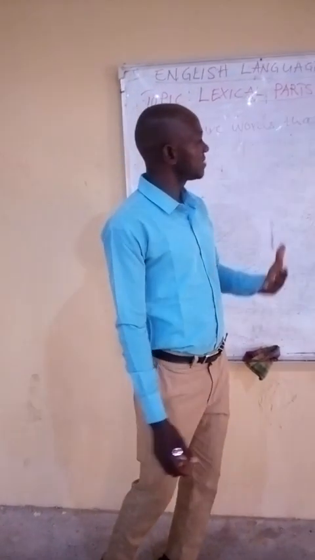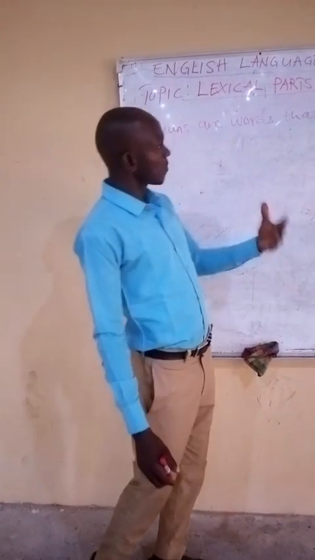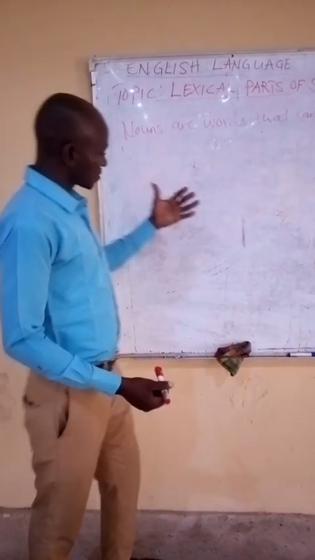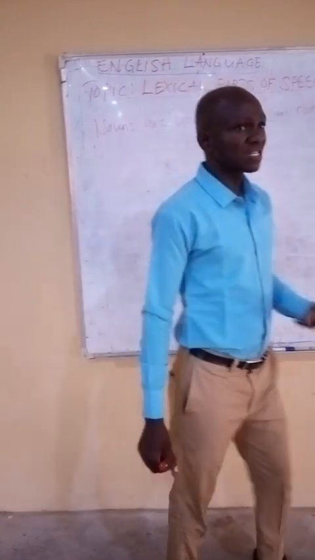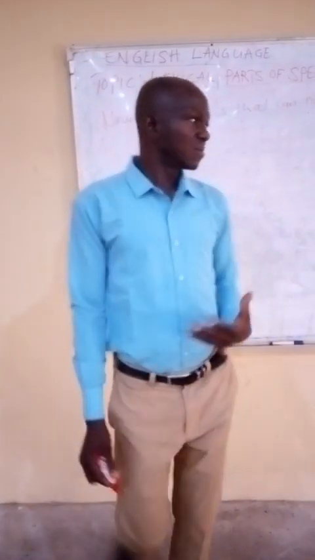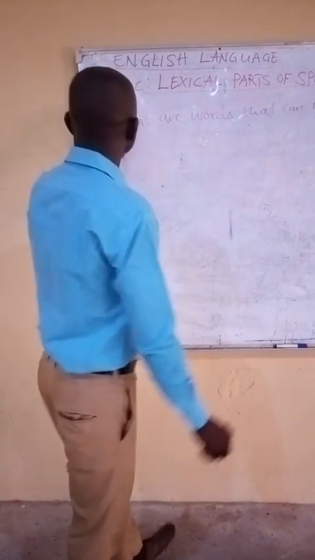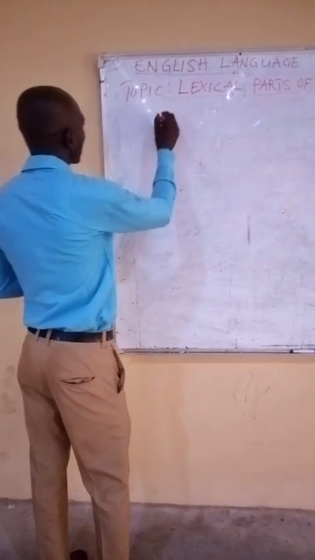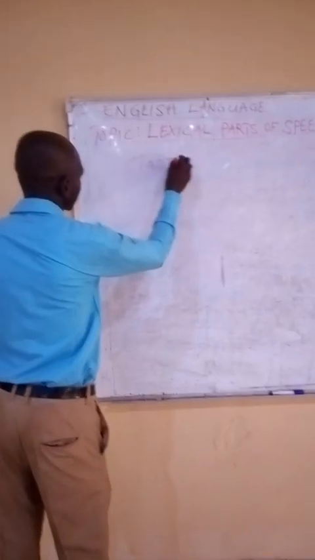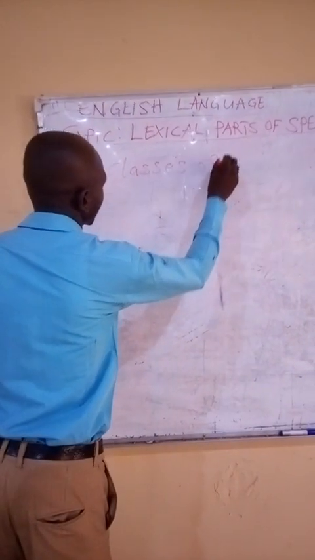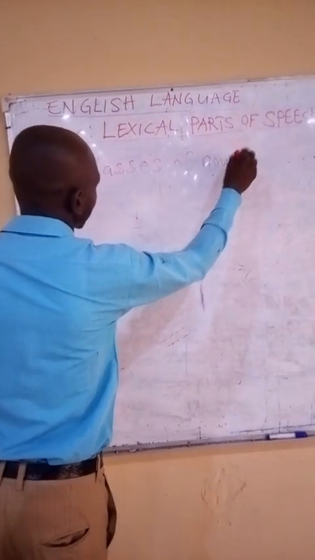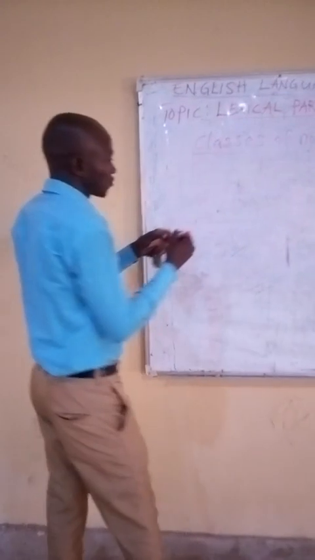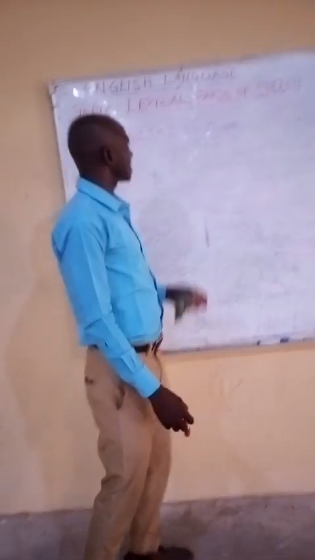So we can simply define noun as a word or group of words that can name. In noun still, we have classes of noun. Noun as a word is an umbrella of other words. So under noun, we have noun classes, or classes of noun. Noun is subdivided into different classes.